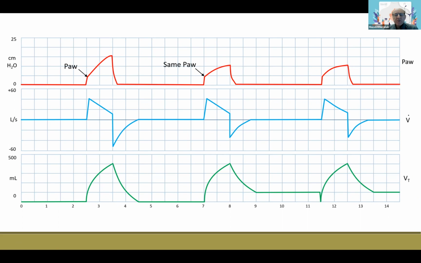The first thing that you see is the initial rise in the pressure is the same. And this initial rise in the pressure is the pressure required to overcome the airway resistance. And since there's no problem with the airways, it's the same thing actually. The pressure is usually the same.